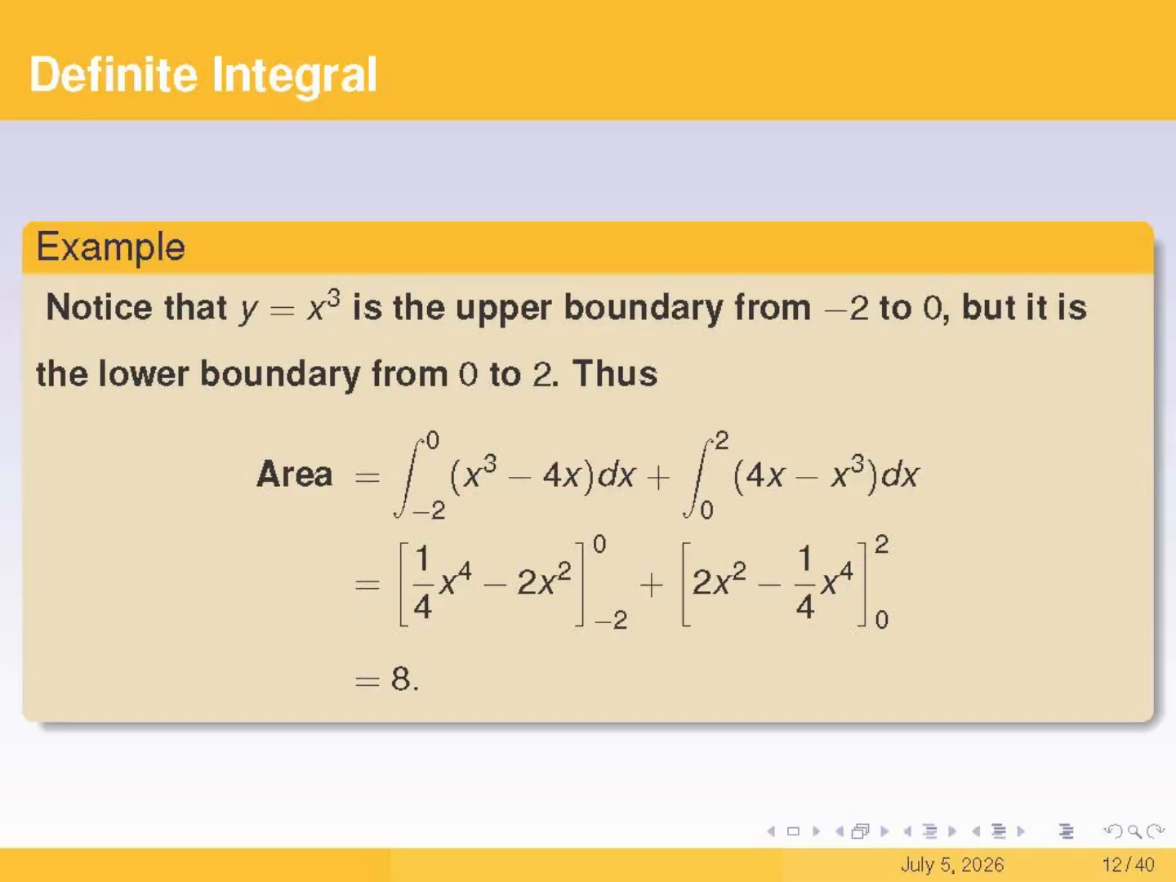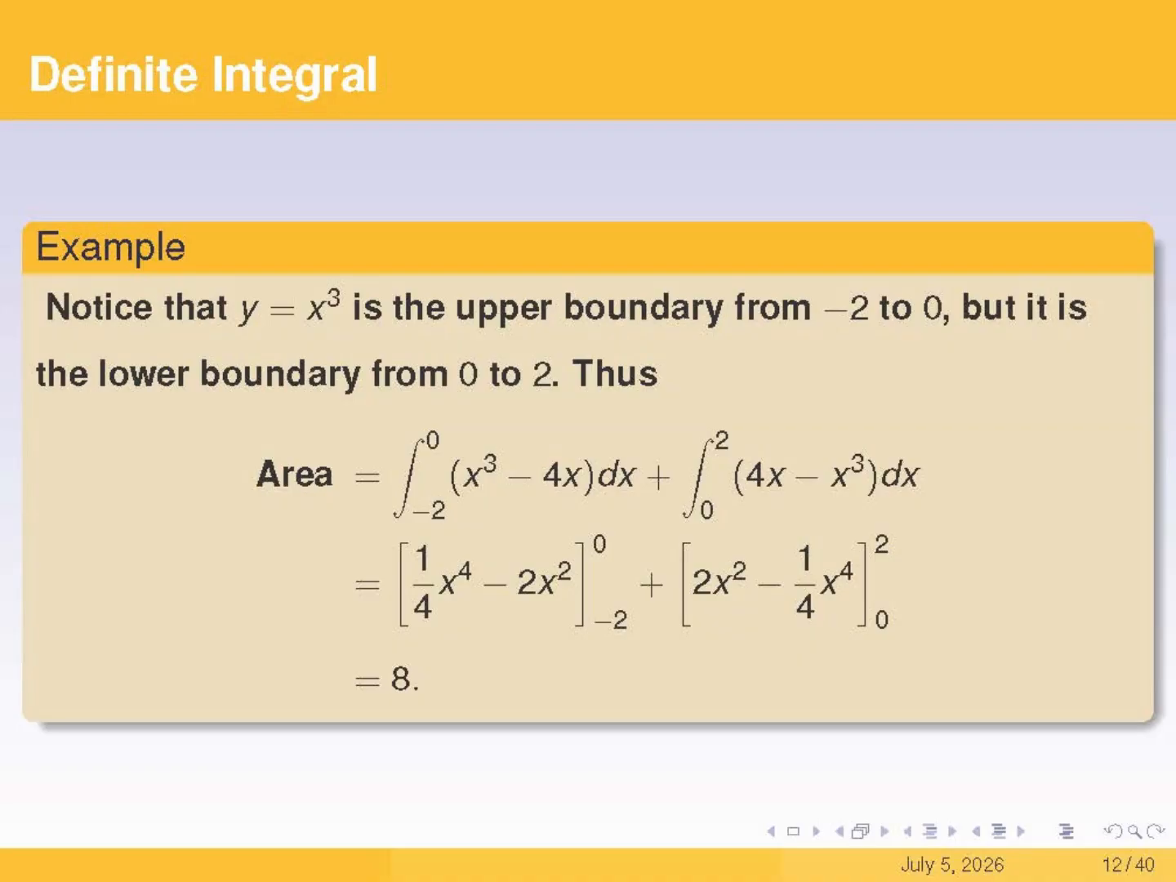Before we find the area, we need to figure out which function is the upper boundary and which one is the lower boundary. For this example, we have to split the calculation into two parts. When we look at x from negative 2 to 0, the upper boundary curve is y equals x cubed, and the lower boundary curve is y equals 4x. But when we look at x from 0 to 2, it's just the opposite. The upper boundary becomes y equals 4x, and the lower boundary is y equals x cubed.